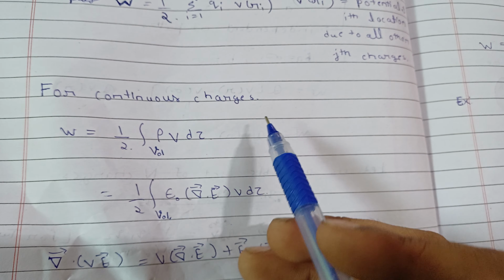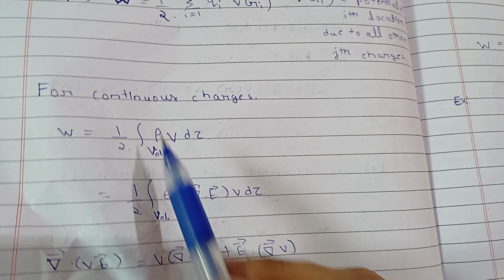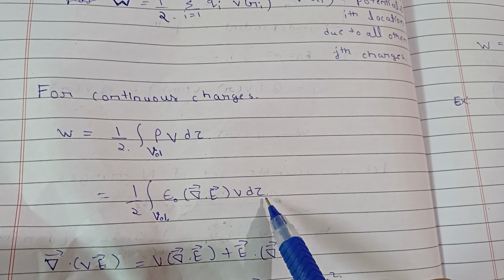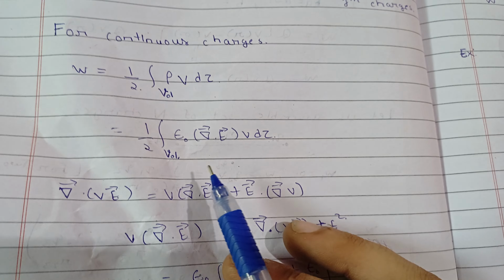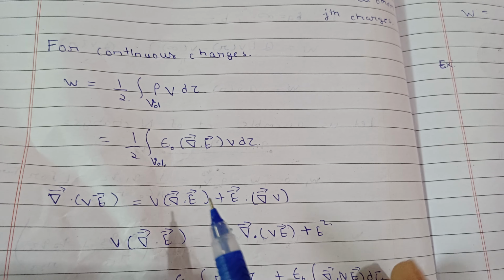So using the differential form of Gauss's law, del dot E equals rho by epsilon, you can write rho as epsilon del dot E. The energy is the integral of rho V d tau, where V is the potential and d tau is the volume element, and you are taking the integral within the whole volume. Now to find the value of this, we will use this identity.